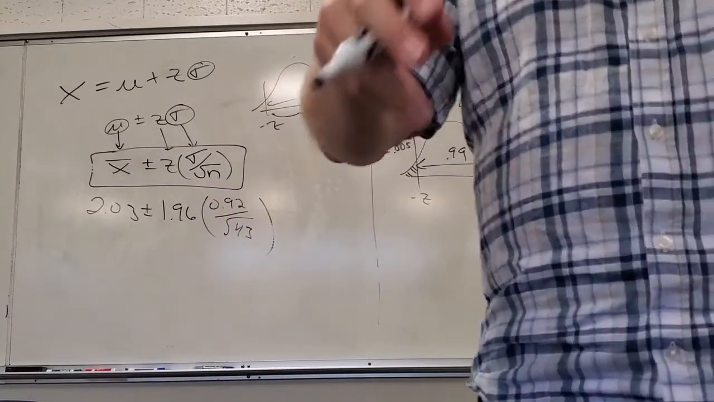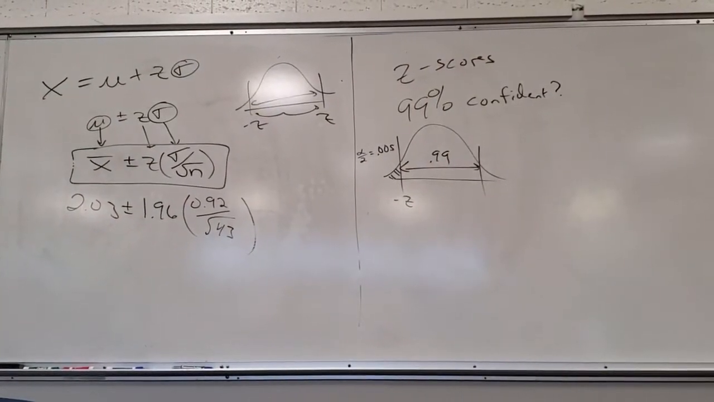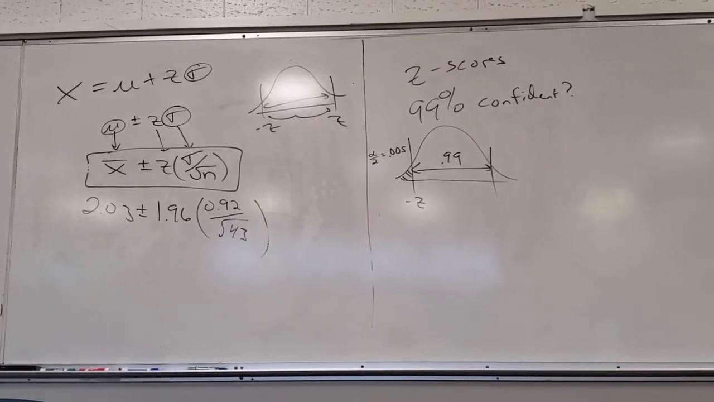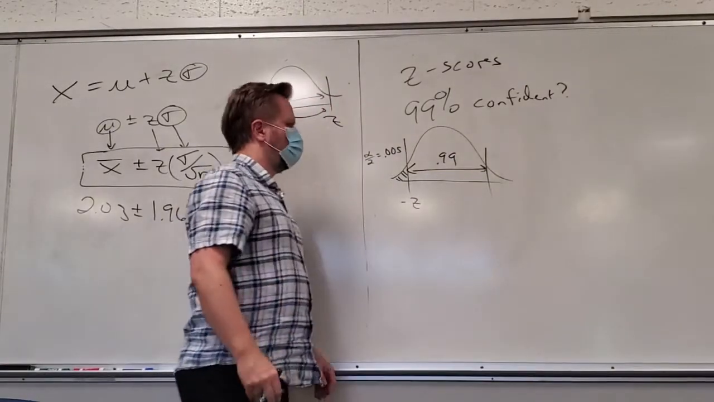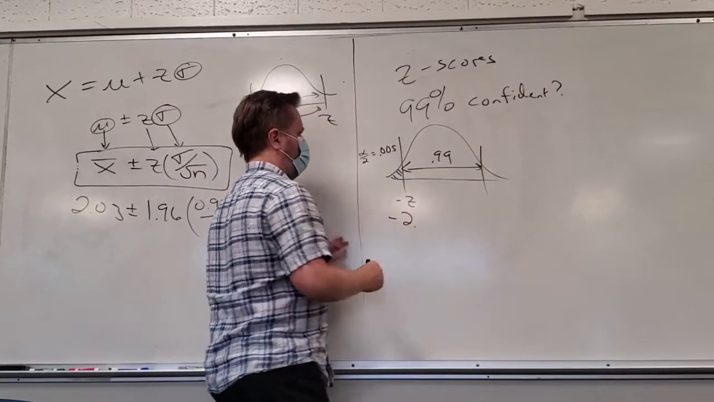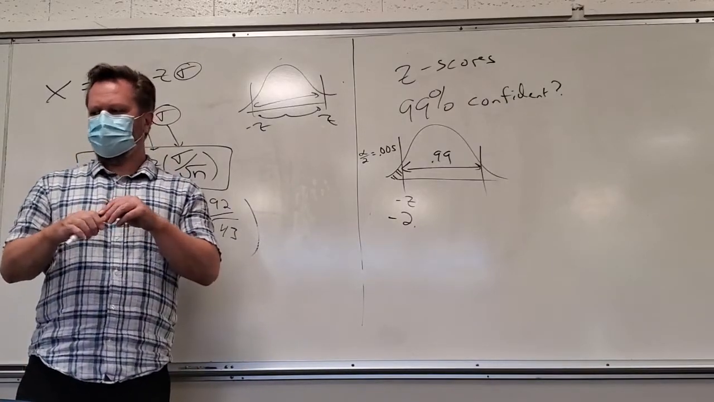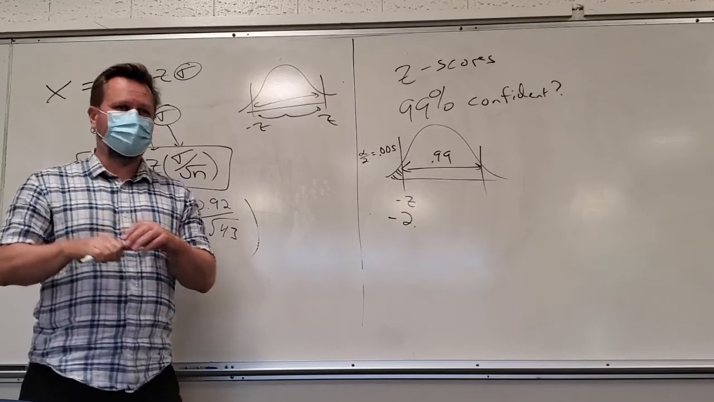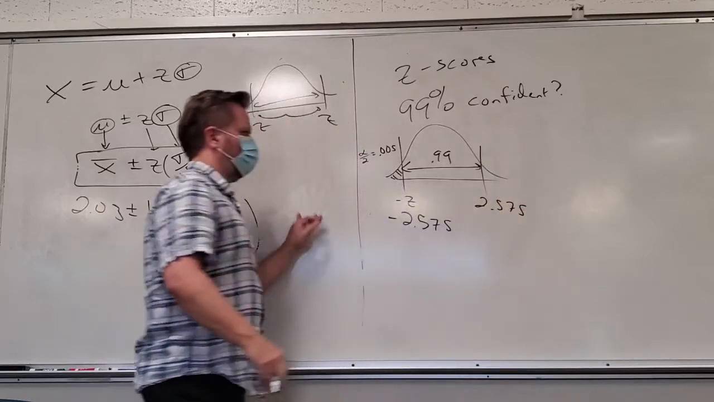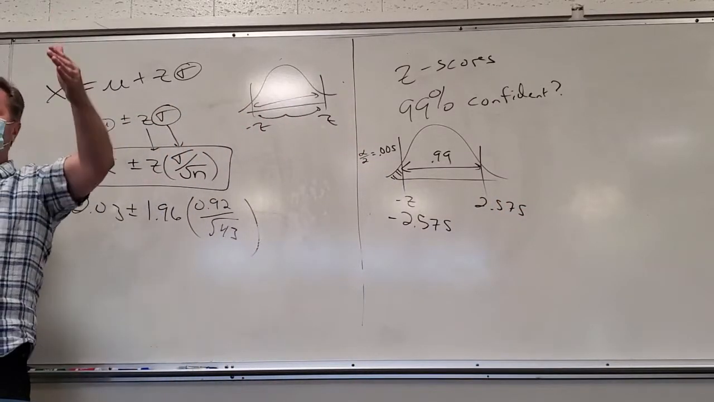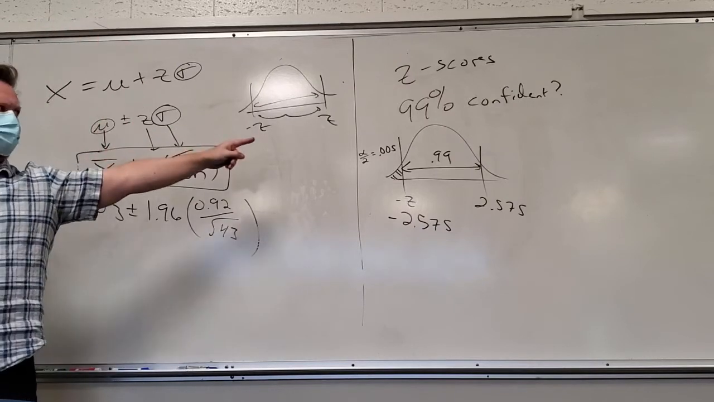So, anybody get that z-score yet? 0.005 area? Negative 2.575. There it is. Yes. Remember, for 95% it was 1.96. Why does it make sense that it's bigger? Because I have to go further out to catch 4% more data.